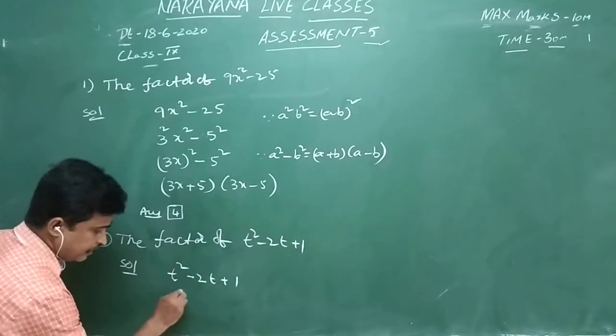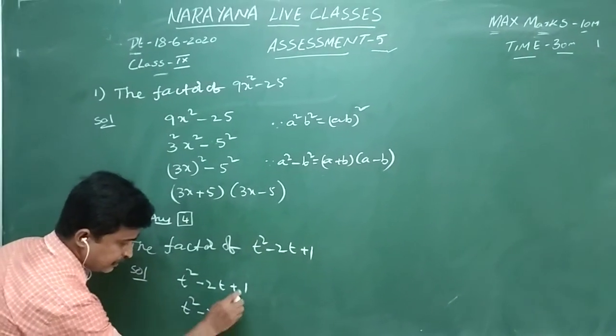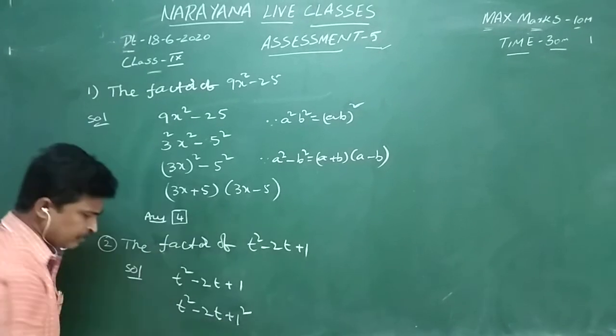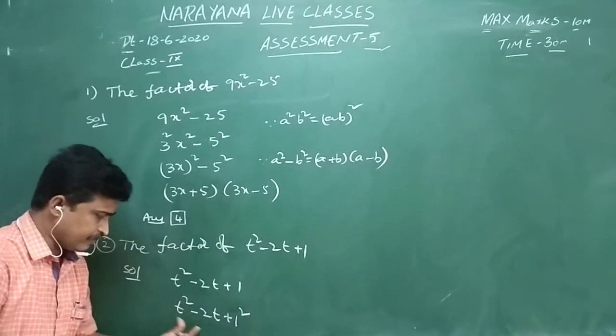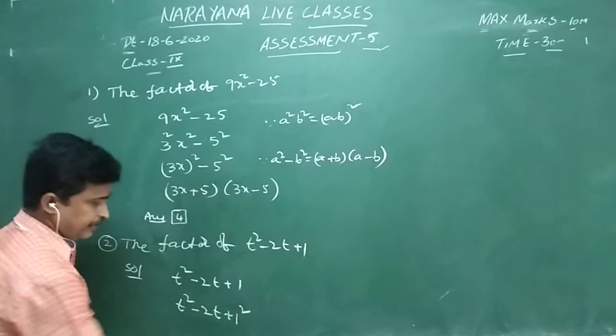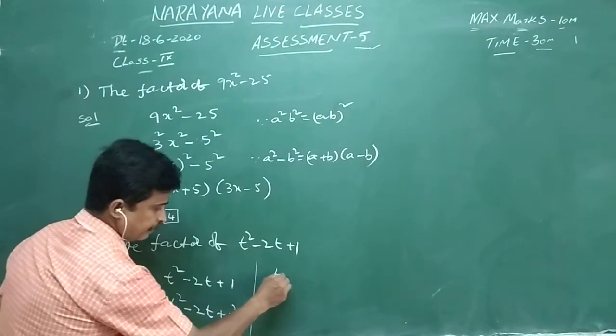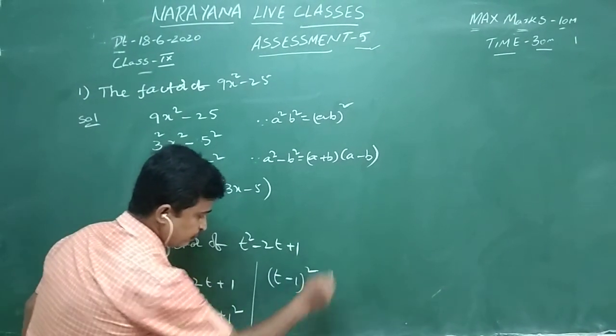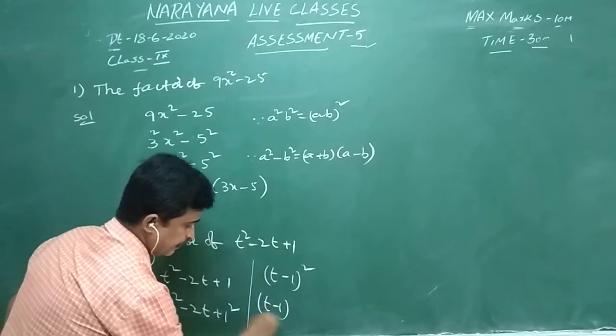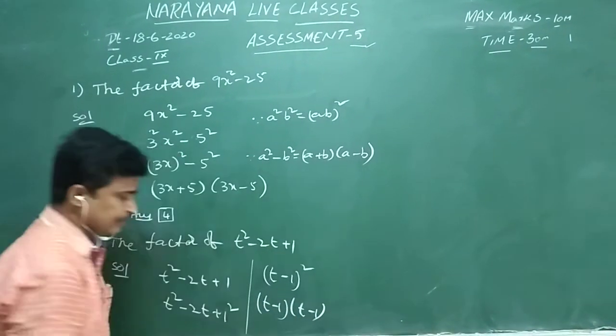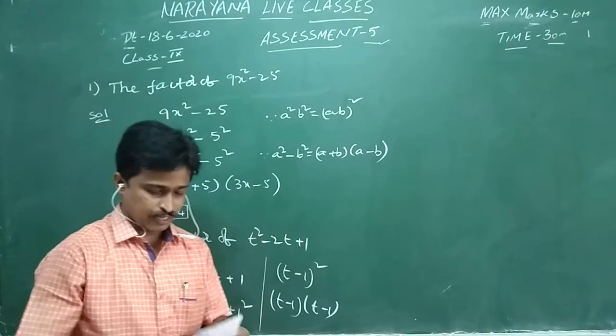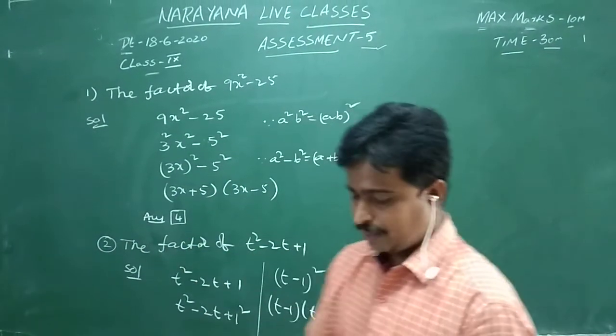Here, 1 can be written as 1 square. So, this is in the form of a square plus b square minus 2ab. This can be written as t minus 1 whole square. Therefore, t minus 1 into t minus 1. Here, one of the factors of this is t minus 1.